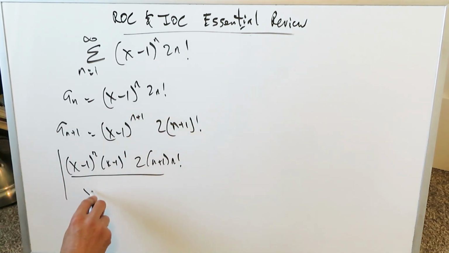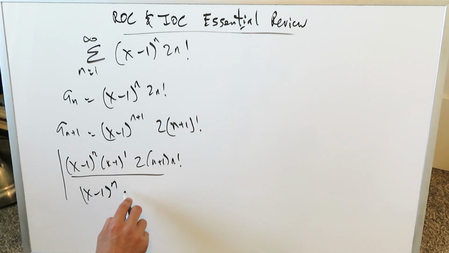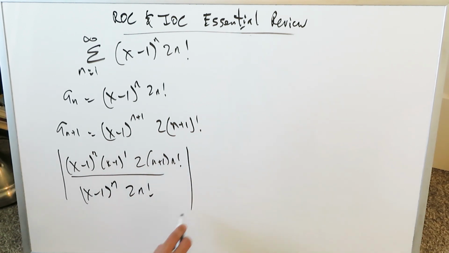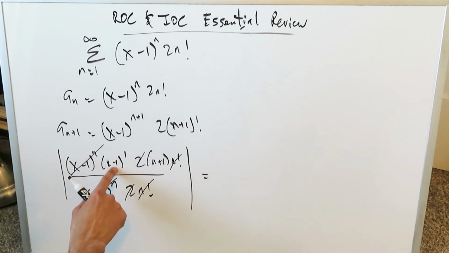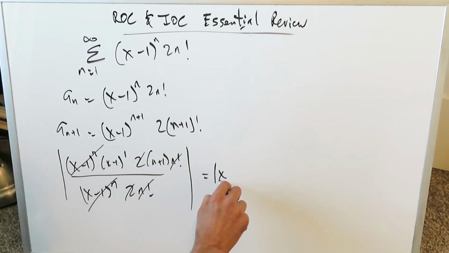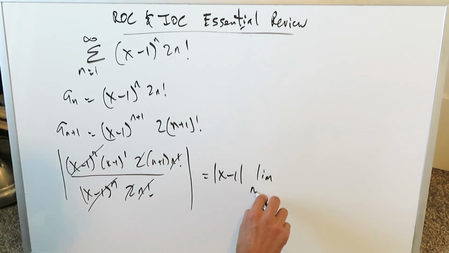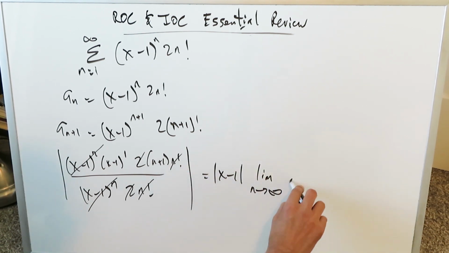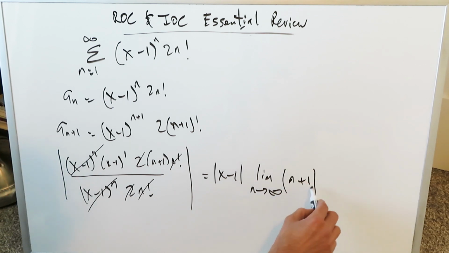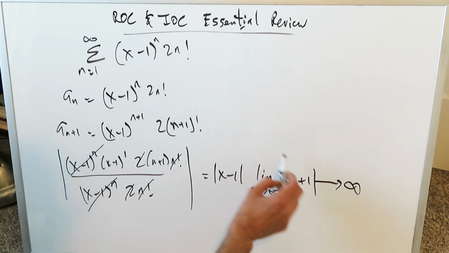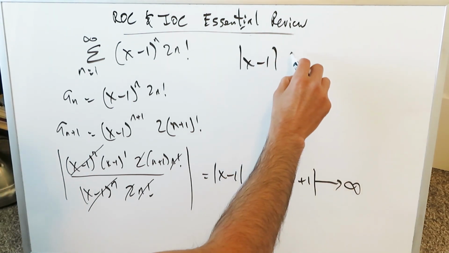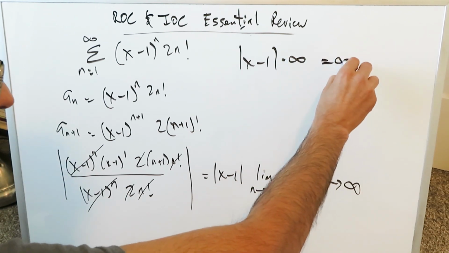Now let's look at this: x minus 1 to the power of n, and then 2n factorial. This represents a ratio, and things cancel out. The 2 cancels out, the n factorial cancels out. The only thing which remains is this right here. You have x minus 1 to the power of 1, which I'm not even writing. Limit as n approaches infinity, I have this n plus 1, which is obviously going to tend towards infinity. I'm looking at x minus 1 times infinity, and I'm getting infinity.